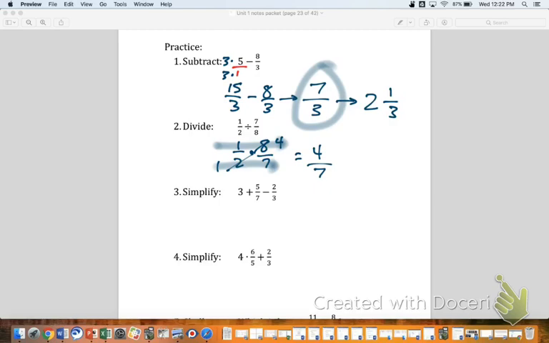Okay. And then number 3, 3 plus 5/7 minus 2/3. So kind of like number 1, that 3 does not seem to have a denominator, but it really does. What is that denominator? It's a 1. That's right. So now we got to figure out, we're adding and subtracting, do we have a common denominator? Because we have to have that in order to actually add and subtract these fractions. I've got a 1, 7, and 3. That's not going to work. What is that least common multiple of all those denominators?